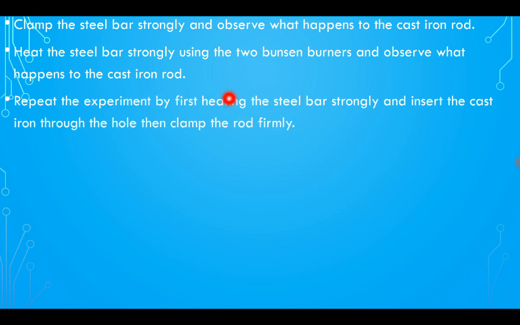Repeat the experiment this time by heating the steel bar strongly and inserting the cast iron through the hole. Then clamp the rod firmly. Right, so in the first case, you start by heating the steel bar and then observe what happens to the cast iron. In this repetition, you are doing the opposite. So you start by heating the steel bar and then insert the cast iron through the hole. Then clamp the rod firmly.